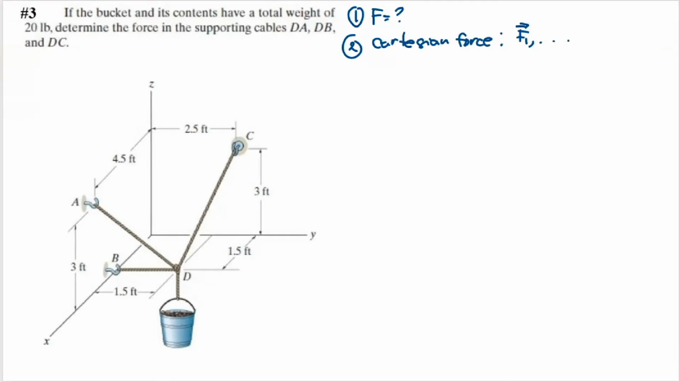So, let's name them. So, first is the weight of the bucket, which is based on this 20 pound. The second one is here. This is, let's say, T1. Ito yung nakakonect kay bucket. This is another one, T2. This is T3. And this is T4. So, sila ay 5. Okay?